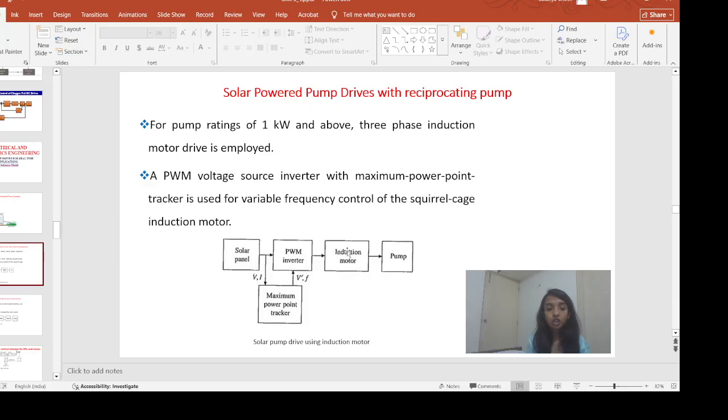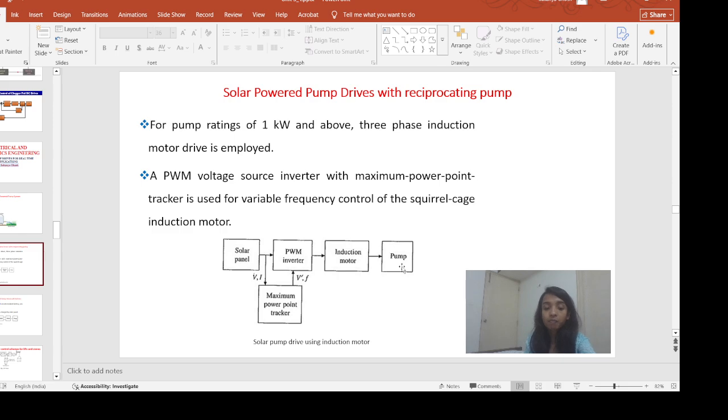Then this induction motor, it is a three-phase induction motor. We are giving the AC supply to the stator winding of the three-phase induction motor. This induction motor will convert the electrical energy to the mechanical energy, and it will drive this pump to move the water from the source to the storage tank.